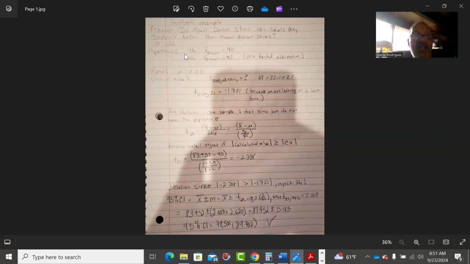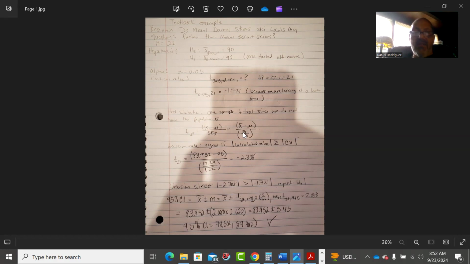All right, so we have n equals 22. Our question was, do Mount Biscuit skiers ski faster? So our null is that they're equal to 90, because that's our population mean, and the alternative hypothesis is that it's less than 90. So again, it's a one-tail test. Alpha 0.05. We found our critical value to be minus 1.721. Our test statistic is the one sample t-test.